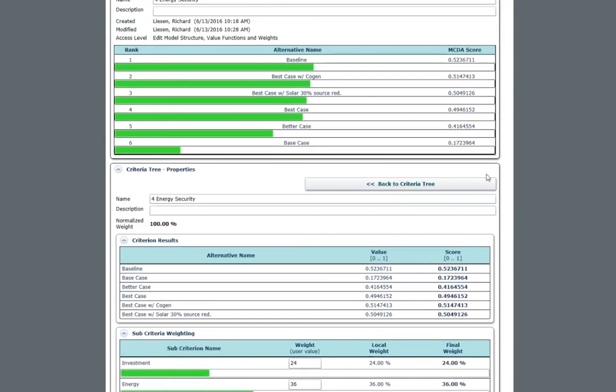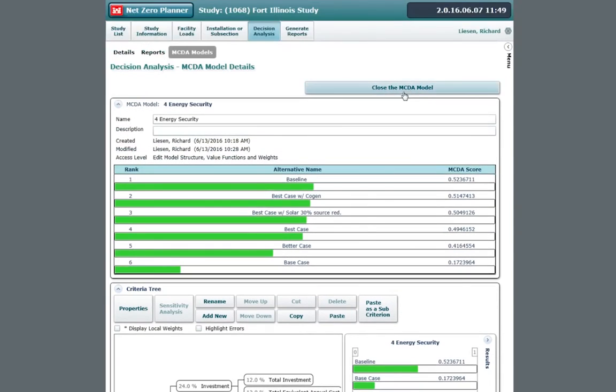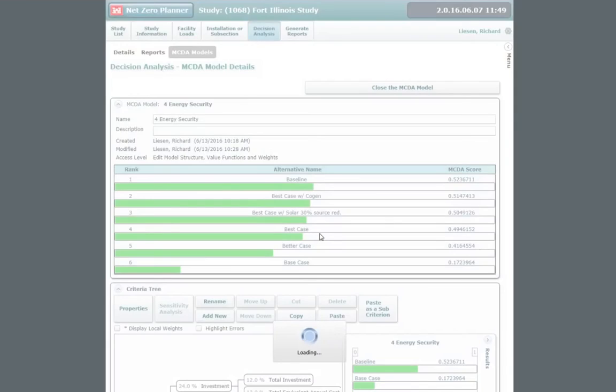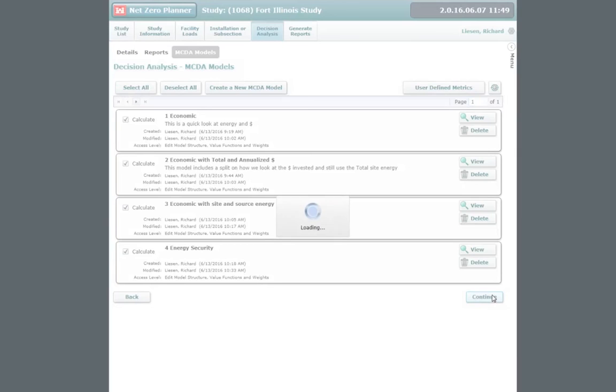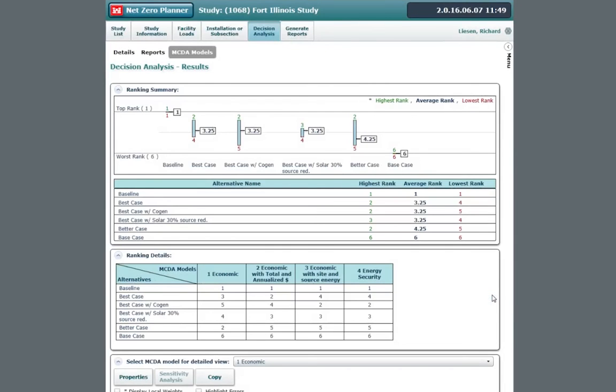Let's just look at this, and let's go back to the criteria tree. Let's close this model. Let's definitely save it. And let's look at those, all sitting in calculate. Now let's go ahead and look at this. And now we can see the changes there.